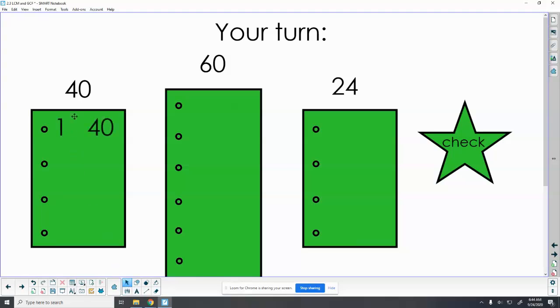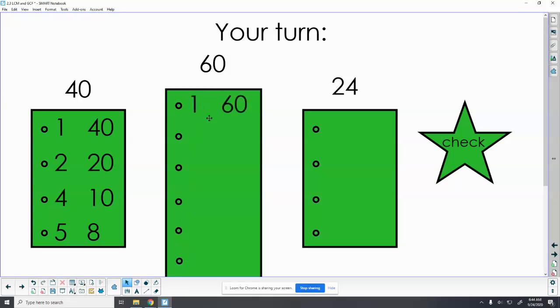Hey, 40 has 1 and 40, 2 and 20. I know 3 can't, 4 and 10, 5 and 8, 6 can't, 7 can't. There's 8, so I know I'm done. Hey, 60 has 6 pairs of factors. Were you able to get them all?